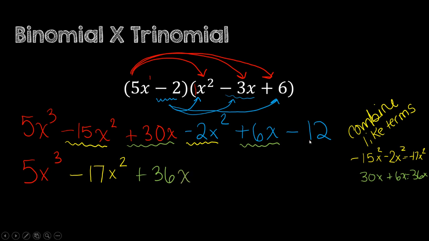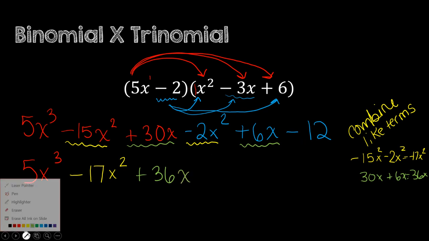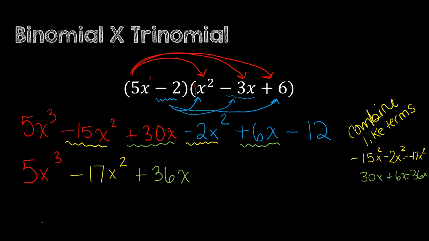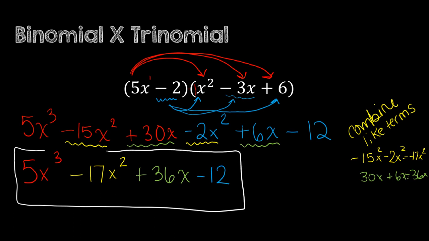And negative 12, there's no other constants in this problem, so I'm just going to bring it back down, negative 12. And this right here is my final answer. And conveniently, this is in standard form. Remember that standard form goes from highest degree, so power of 3, power of 2, power of 1, and then no variable. That is your final answer.